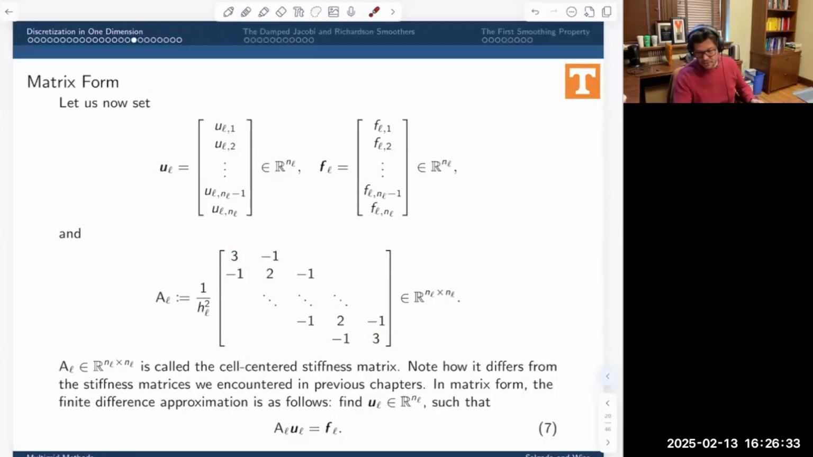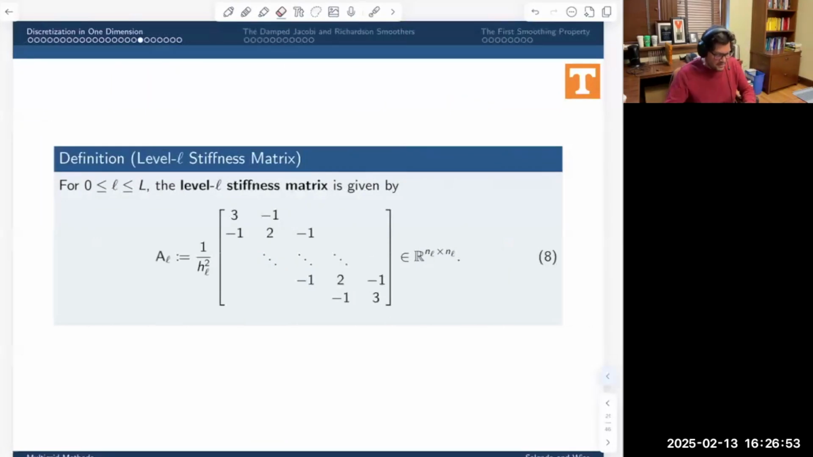One question that should immediately come to your mind is: is this matrix invertible? Is the matrix symmetric? Is it positive definite? So right away we can see, of course, that it's symmetric, but the question is, is it going to be positive definite? All right. So let's give it an official name. That's going to be called the level L stiffness matrix. Okay. And there we are. There we have it. Level L stiffness matrix.